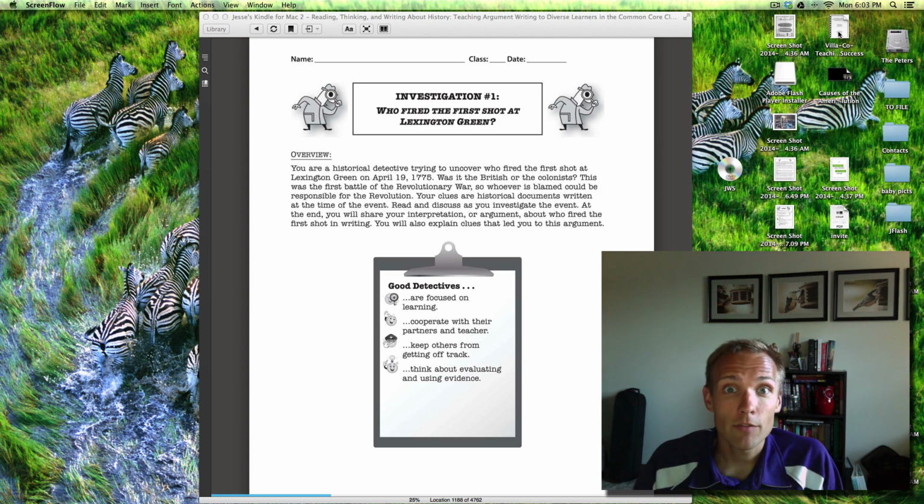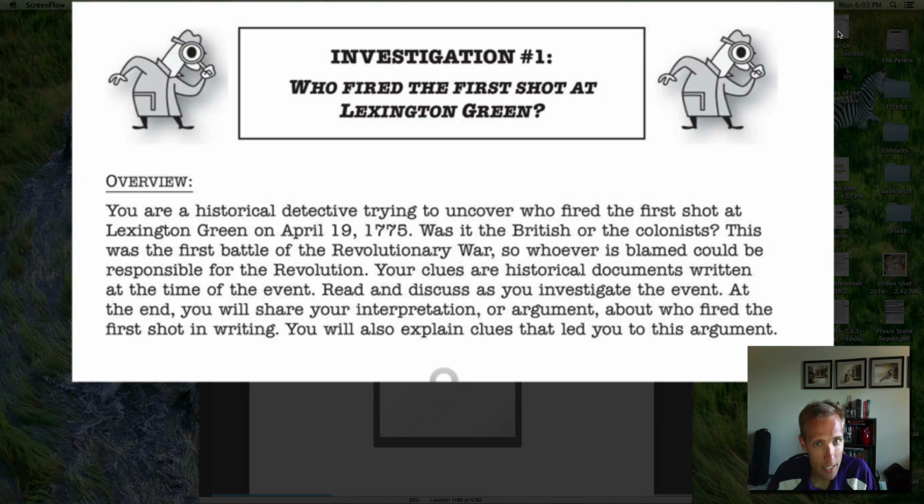Today, we're beginning our investigation on who fired the first shot at Lexington Green, the Battle of Lexington and Concord, the event that set in motion the American War for Independence. Yesterday, we learned about the events that led to the increased tensions over the years between the British government, Parliament, and the American colonists. Today, you are a historical detective trying to uncover who fired the first shot at Lexington Green on April 19, 1775.